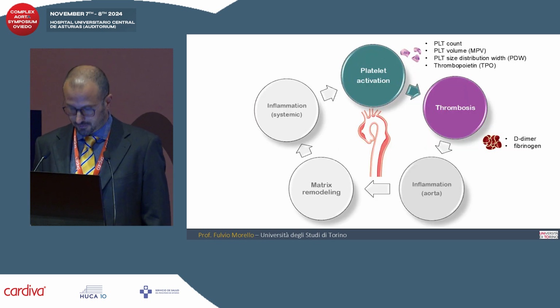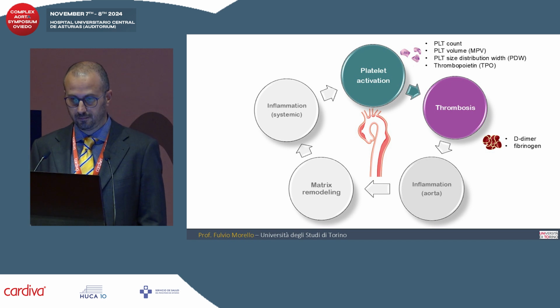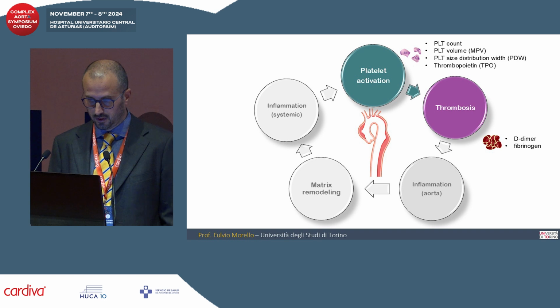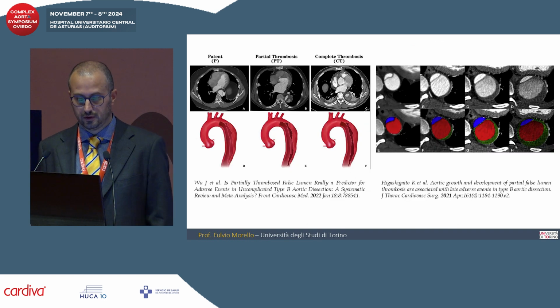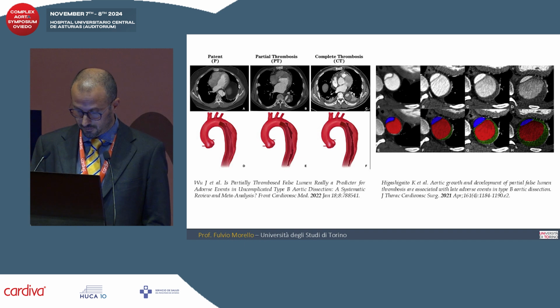The first thing that happens in the vessel when you have a dissection, tearing, hematoma, ulceration, is activation of the coagulation cascade, platelets and thrombus. First thing happening. And this goes on through time, of course, for patients that become subacute and chronic with partial thrombosis, sometimes complete thrombosis. So it's a dynamic process.